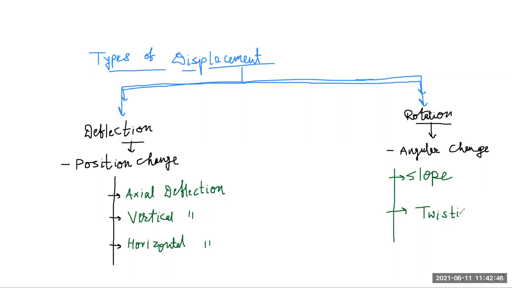Axial deflection occurs due to your axial forces. Vertical deflection and horizontal deflection all occur due to shear forces. Take an example. Just observe here.